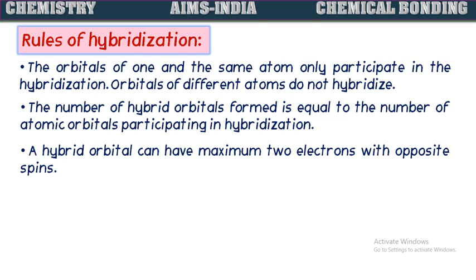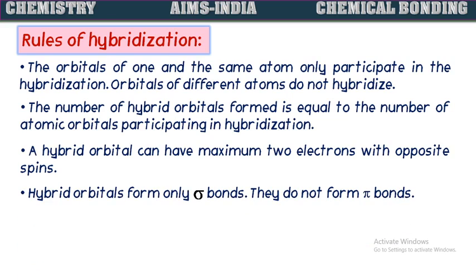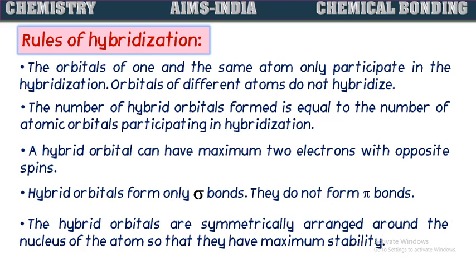A hybrid orbital can have a maximum of 2 electrons with opposite spins. Hybrid orbitals form only sigma bonds, they do not form pi bonds. The hybrid orbitals are symmetrically arranged around the nucleus of the atom so that they have maximum stability.